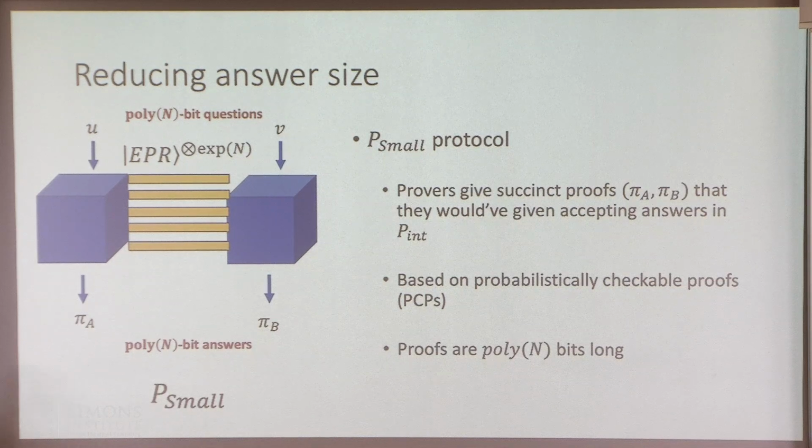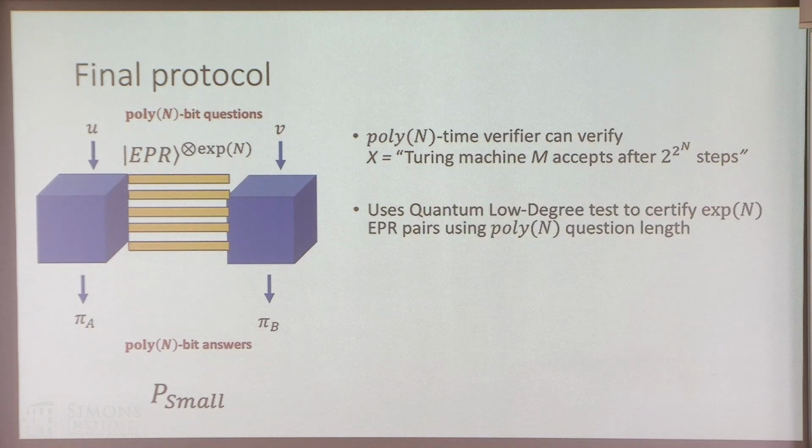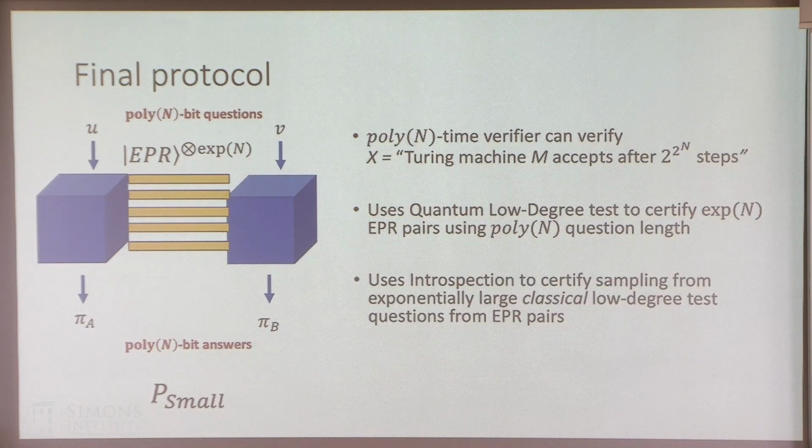Okay, so we've shrunk the questions, we've shrunk the answers, and now we have our polynomial time protocol. But we verified this incredibly complicated statement: this Turing machine accepts after doubly exponential time. And we've checked it in poly. And to recap, really, what's the foundation? It's this quantum low degree test. And you're using this introspection protocol to certify sampling from an exponentially large classical low degree test. And we use this PCP technology from complexity theory to reduce the answer size.